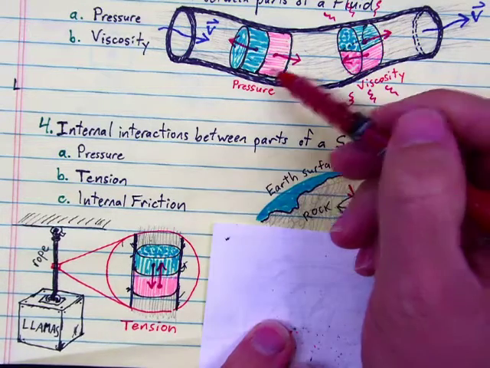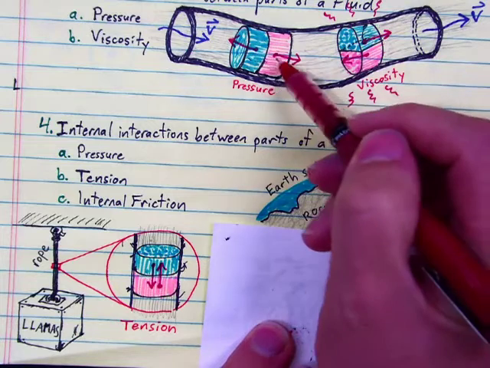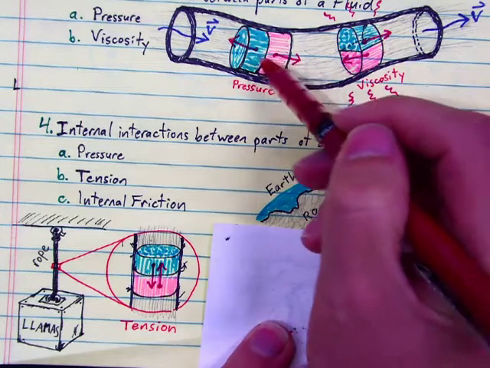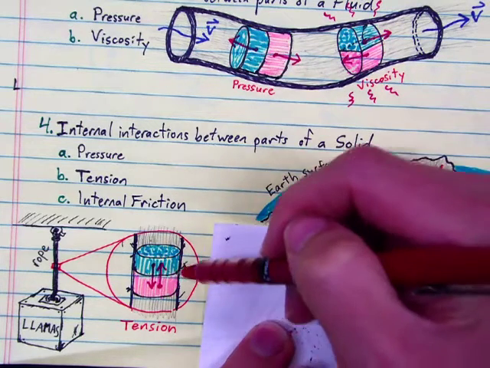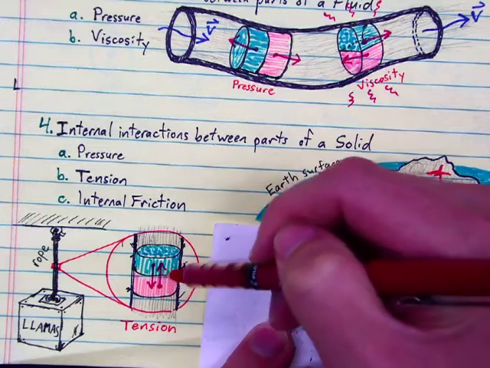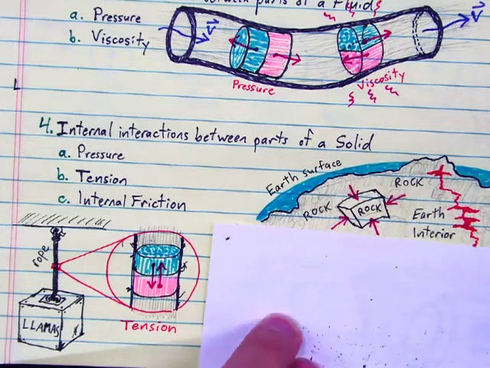It's kind of the opposite of pressure up here. Here, pressure is when two neighboring pieces push away from each other. Here, tension is when two neighboring parts of a solid are pulling towards each other.